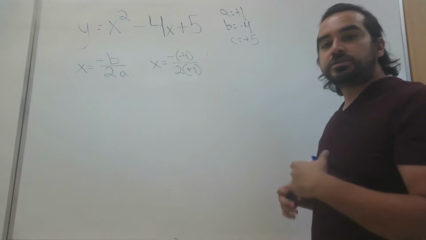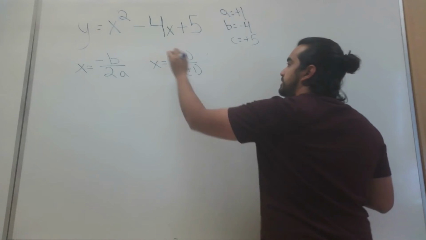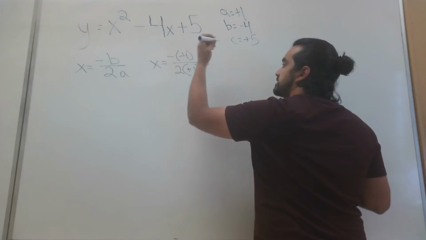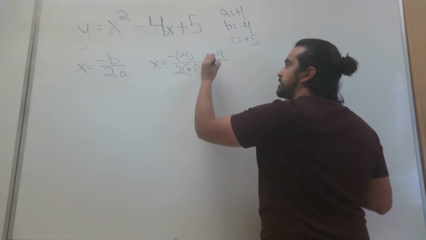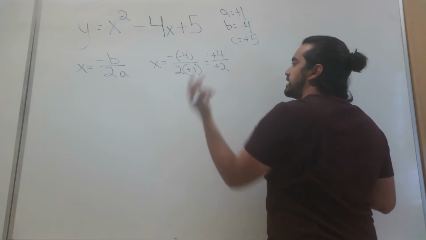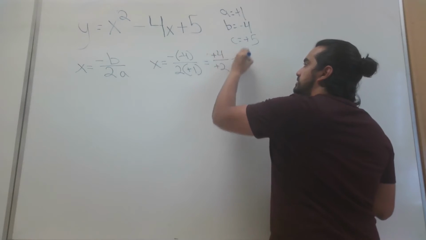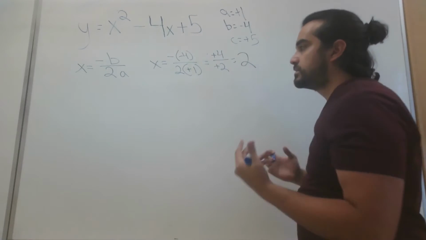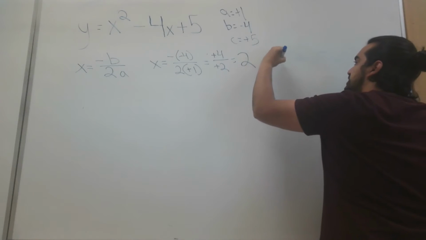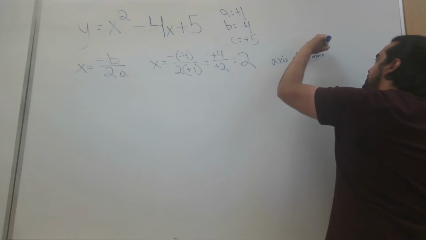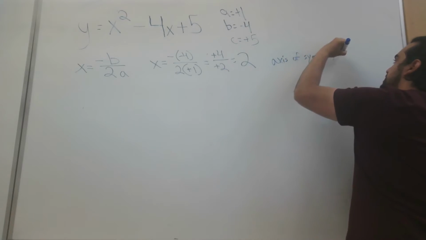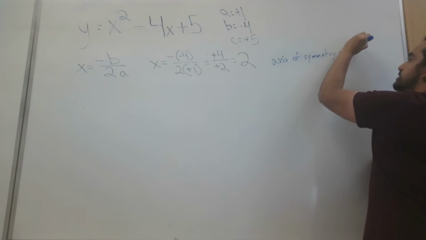and if we start simplifying this, we know negative times a negative is a positive, so I have a positive 4 on top. 2 times positive 1 gives you positive 2, and this could be reduced to 2. So now my axis of symmetry is x equals 2.